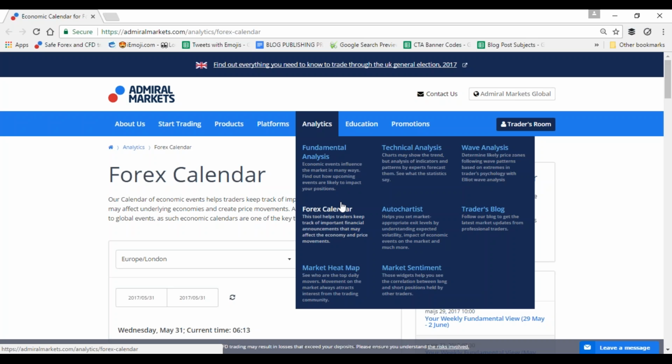Next week, one of the big events, political events in this case, is the elections in the UK. But on Friday we have, if I remember correctly, non-farm payroll. So you're going to have various levels of news events impacting the market.